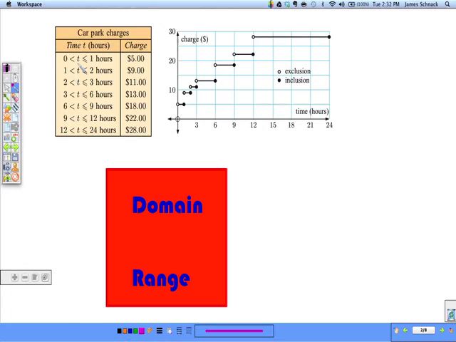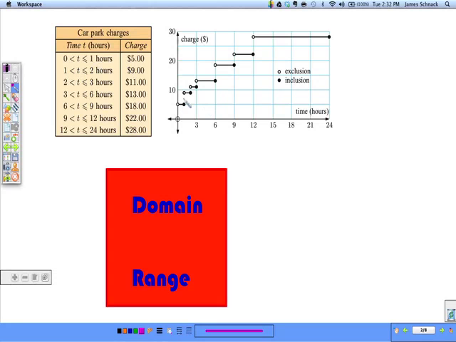So let's make it a little better. Let's make it a little bit clearer. Let's separate out the dependent variable or the independent variable. When t is greater than 0 and less than or equal to 1, we're going to be charged $5. When t is greater than 1, so as soon as 1 hour passes, I'm paying $9.